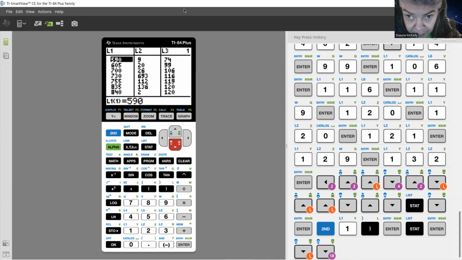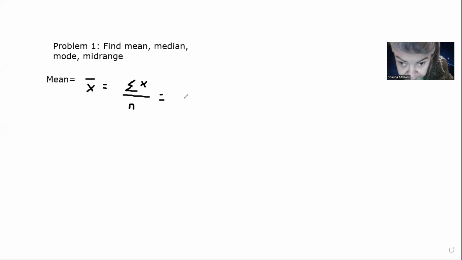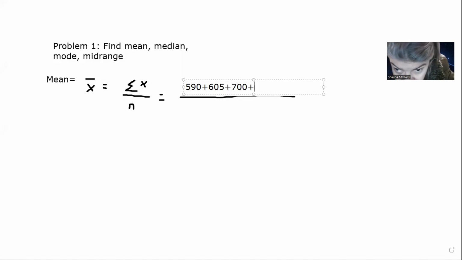and so we're going to have this is, okay, this is 590 plus 605 plus 700, right? Plus dot, dot, dot, dot, dot, dot means it goes on.